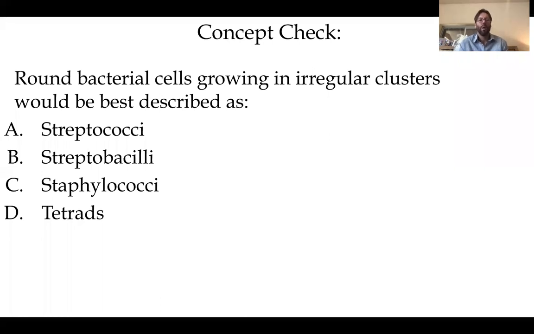So we know that strep means strip or chain or line. These are irregular clusters, so they're going to be staph. Staph is the cluster, strep is the strip. And there's only one staph here, so that makes it easy. But it's also saying it's round bacterial cells, so that should be cocci, not bacilli. Bacilli is rods. So the answer is C, staphylococci.